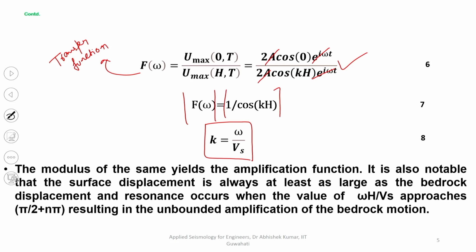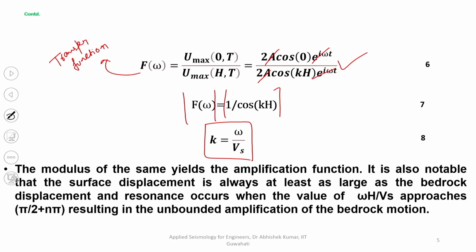So, that means the maximum value of the transfer function can be as high as infinity, and the minimum value should be at least 1 for the transfer function based on the equation given over here, because h will always have some value, wave number will always be there. So, the minimum value of transfer function is 1, and the maximum value of transfer function can be as high as infinity.